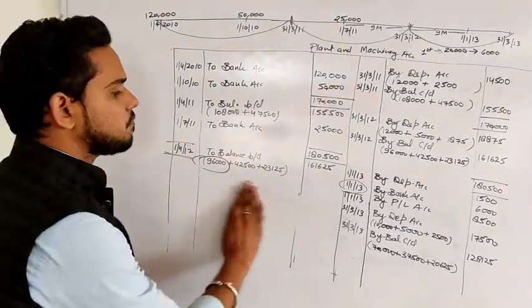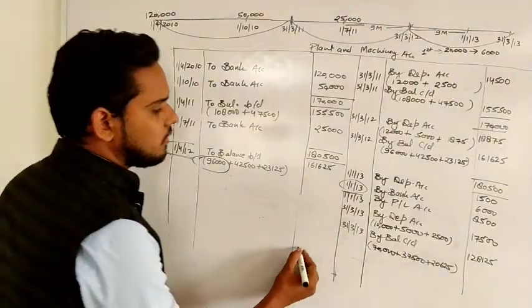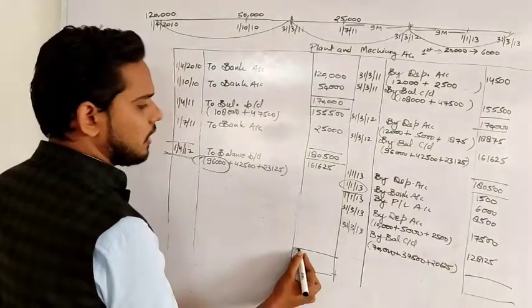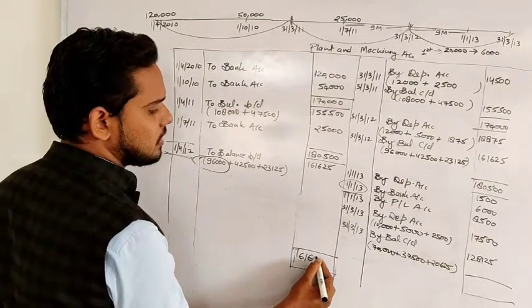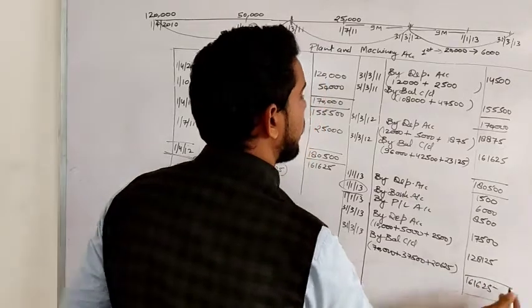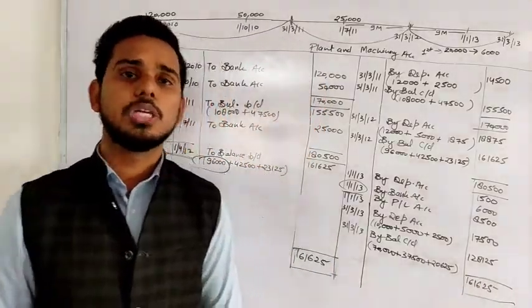Got my point? So this way everything is done. It was asked to prepare the machinery account for 3 years. So we have prepared that thing. The total will be same, 1,61,625 for both the sides. Okay. So I hope this question is clear to you.